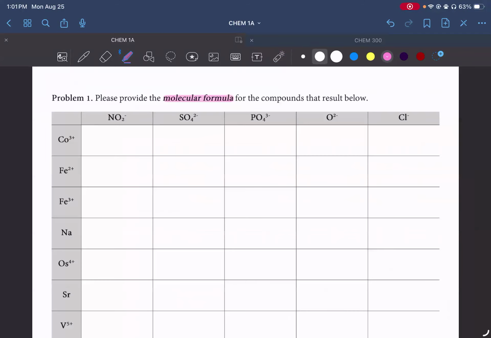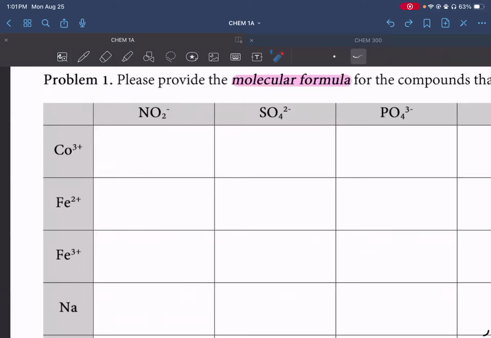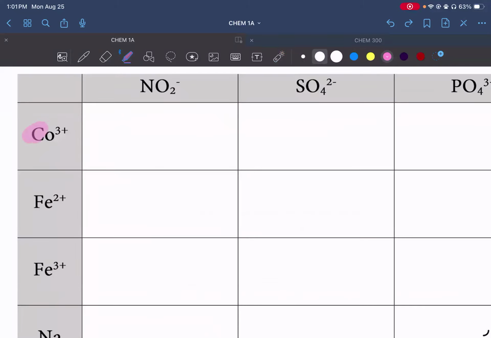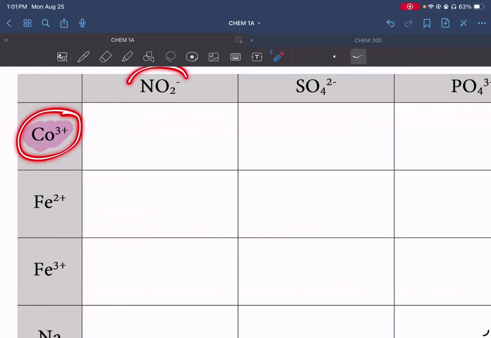The way you're supposed to read it is sort of like a diagonal. We want to know what formula it is when these two combine. Let's try the first row. We're dealing with Co3+. Co is a transition metal. It is cobalt, so I would have to specify the charge for you in such a case. We're looking for the combination of Co3+ and NO2-.